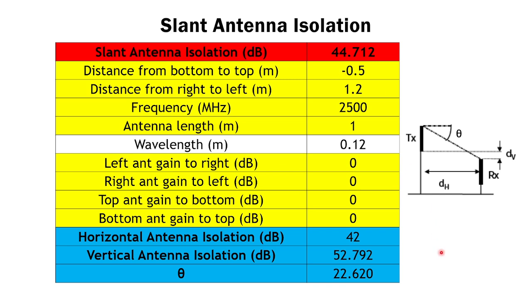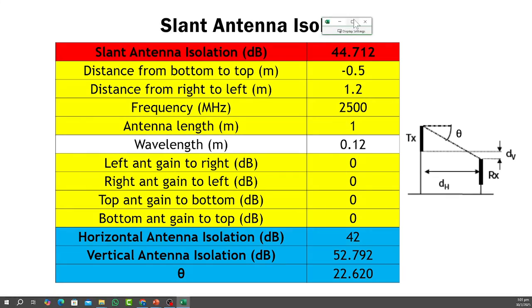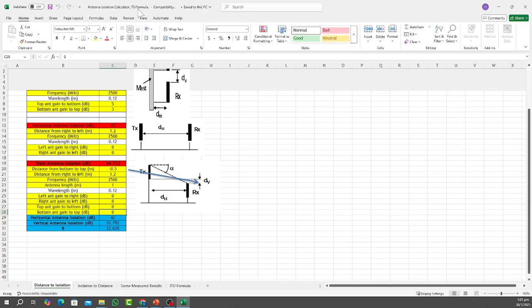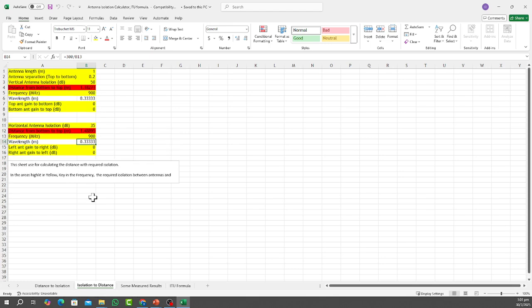And I prepared an Excel tool to do all the calculation. I can show this Excel sheet here. Let's move to here. For example, here I put a small tool. You can calculate the isolation based on the separation, and also you can calculate the separation required if you provide the isolation. You can do all of this.